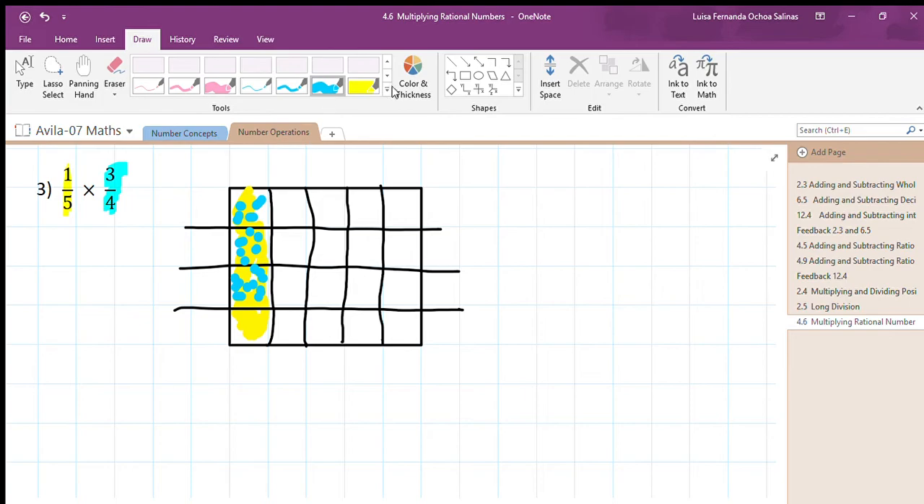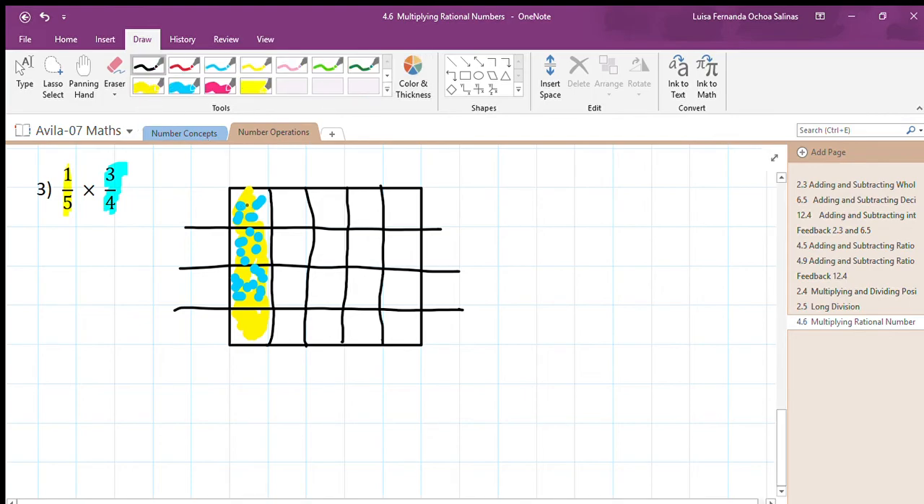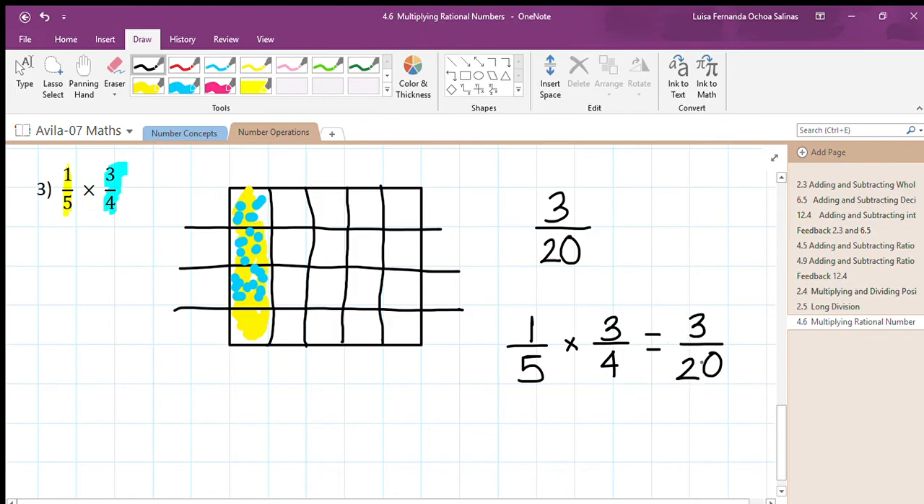Good. And what is my answer then? So how many pieces do I have? You can see now that I have 20 pieces. So it's going to be out of 20. And how many pieces do I have shaded with both yellow and blue? 3 pieces. So that's my answer. And if I write it down, 1/5 times 3/4 is equal to 3 over 20. Fantastic. So some of you might be already seeing the pattern here, or the algorithm that I'm using to multiply fractions, but we will work on that in our next video.